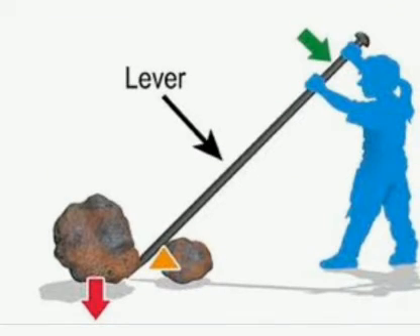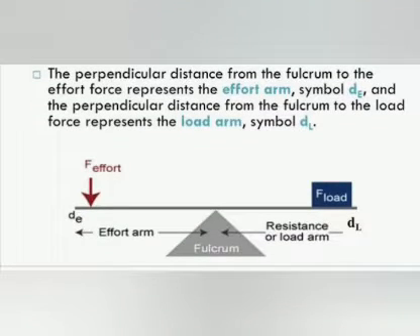What is the lever? A lever is a rigid bar or rod that can rotate freely about a point. The fixed point about which the lever can rotate is called the fulcrum. The object to be lifted or moved with the help of the lever is called the load. The force applied on the lever is called the effort.